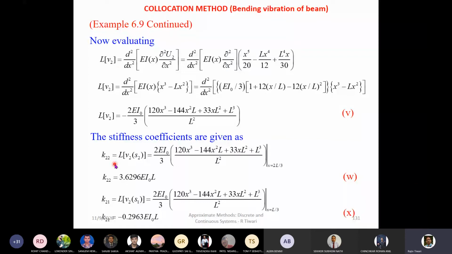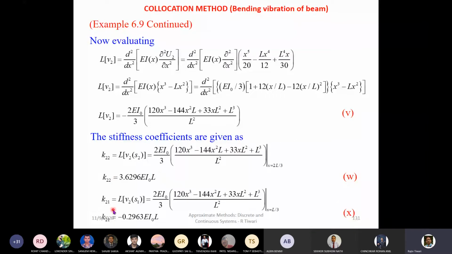Similarly, K22, if we want, that is there in the next slide. Yeah, here. So for K22, we need to first take the L operator. So this is the L operator. K22 is V2 and location is also 2, so that is 2L by 3. So this is the K22.